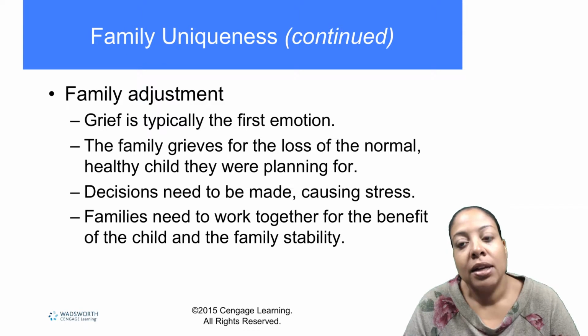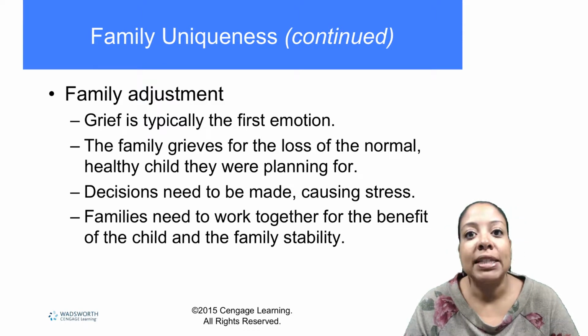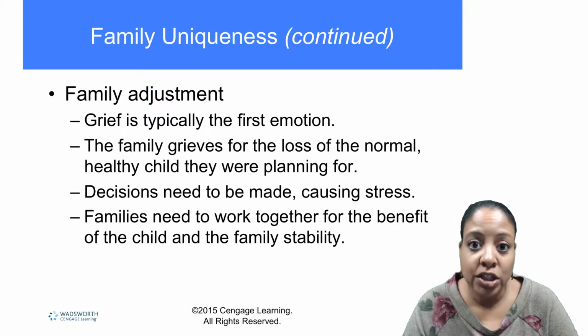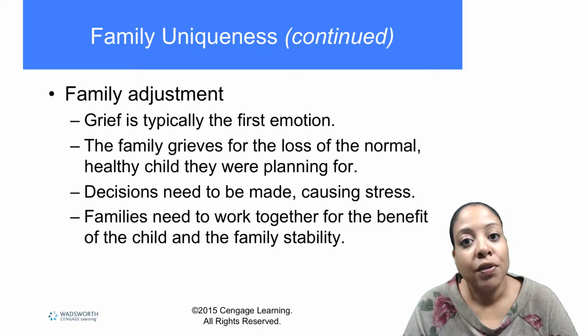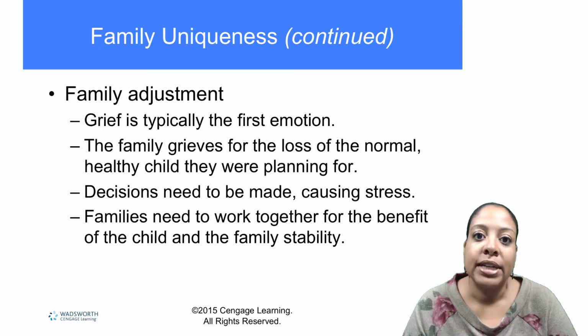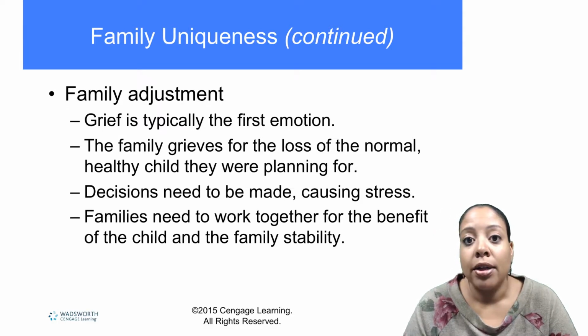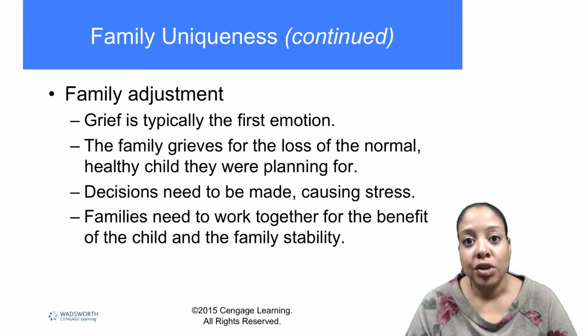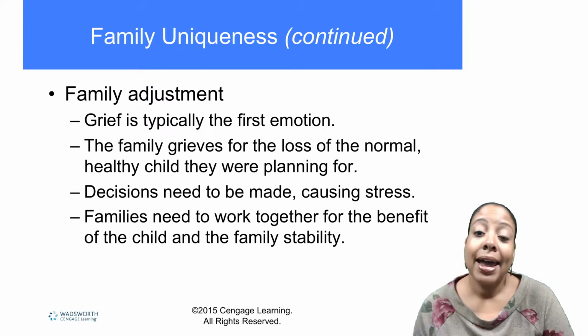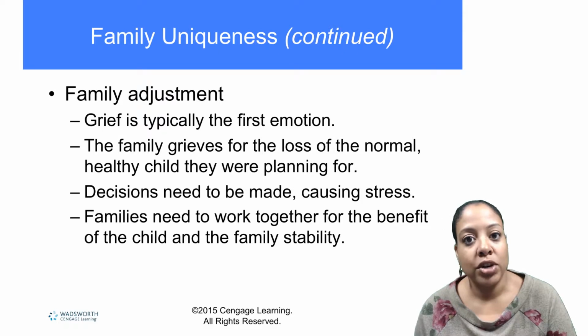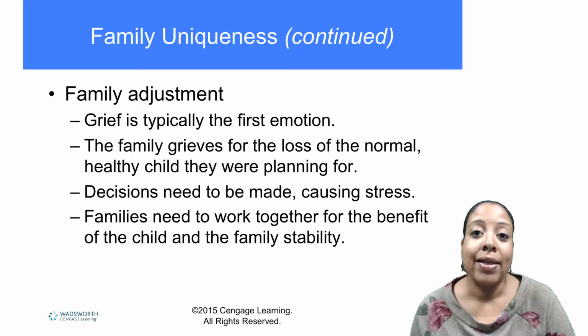Decisions need to be made, causing stress. Families need to work together for the benefit of the child and family stability. There are a lot of considerations to be made when you have children with special needs: their day-to-day care, what kind of services they are going to receive, therapies, whether they are going to need to attend a special school, and whether they are on any particular type of medication. Depending on the needs of the child, there might be additional considerations, and sometimes that can cause stress for the family in trying to balance all of those things out.